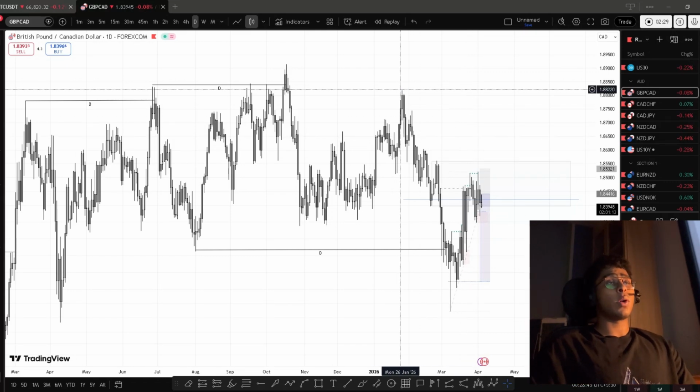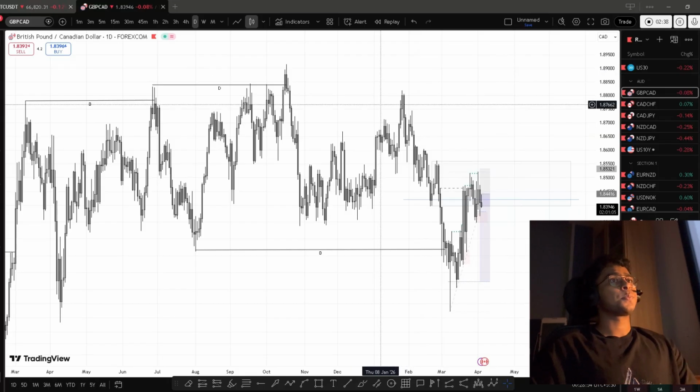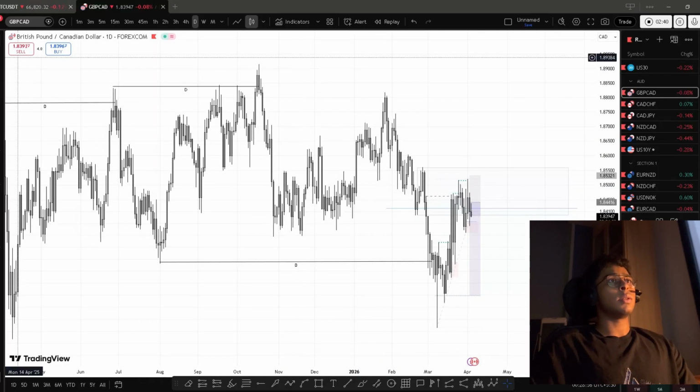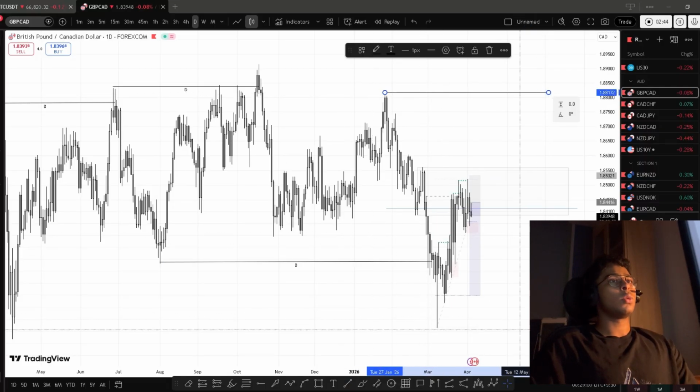This is going to be my protected high. I do not want to see the price go above this. If it goes above this, price has turned bullish again, and then I can start looking for longs from there. So what do we see? From this high to this low is my bearish range.